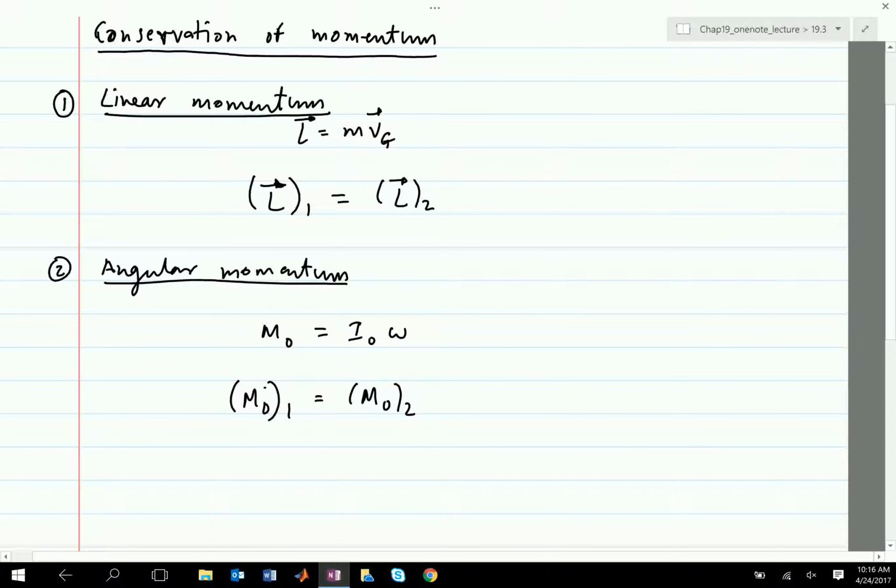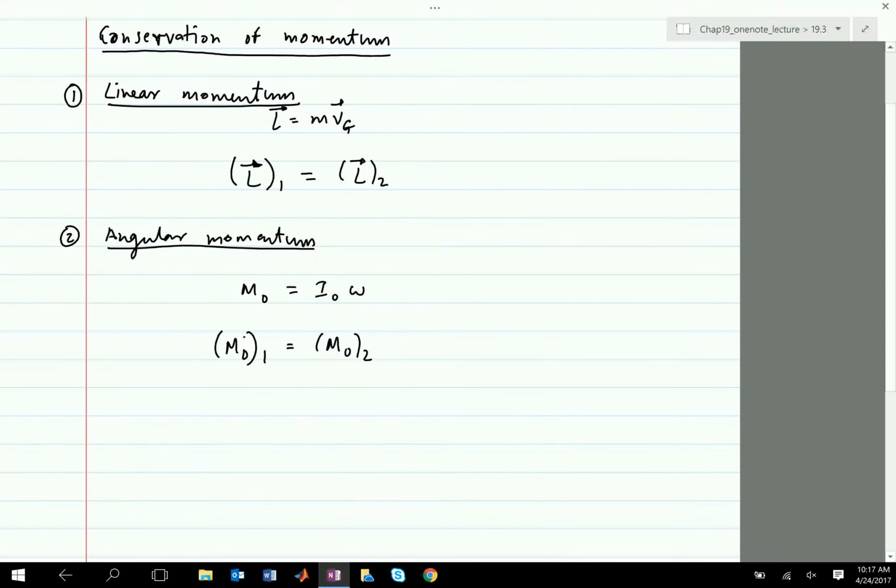So normally M is a vector. It has three components, x, y, and z. But since we are only looking at planar bodies, the angular momentum is always pointing in the k direction. So it's a scalar for us. But that's not true for 3D bodies. Only true for two-dimensional objects. So that's it.